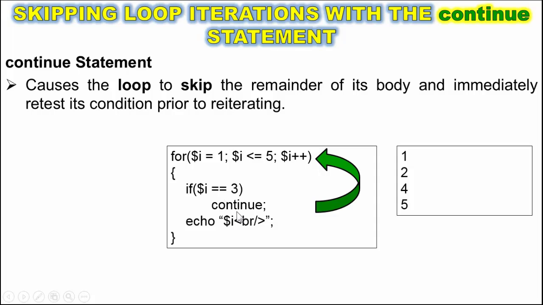When the CPU executes the continue statement, it simply jumps to the increment part in the parenthesis of the for loop. Therefore, the echo statement will be skipped by the CPU, and it will increment the value of $i, and then it will test the condition.